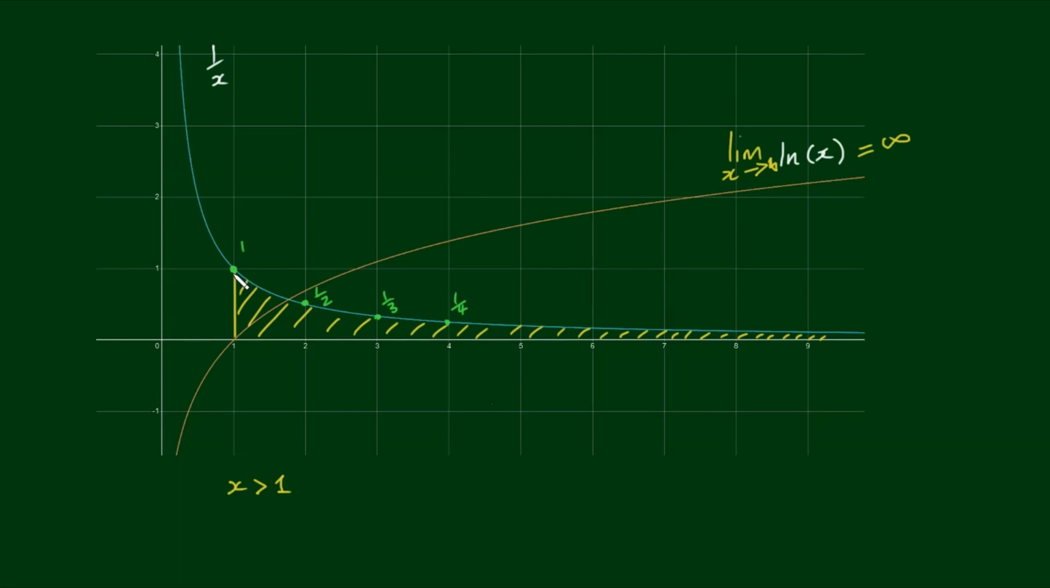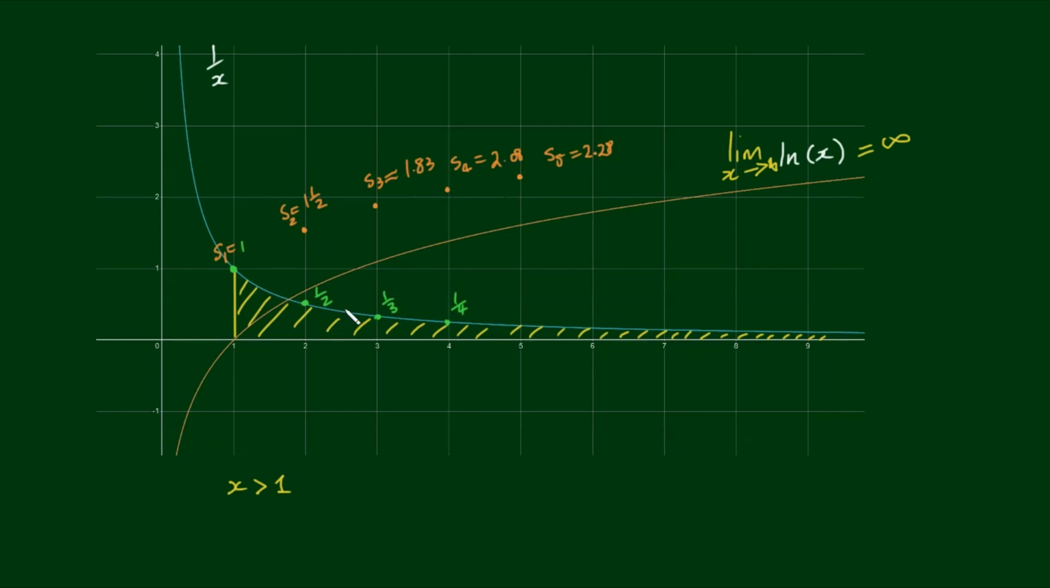If we take the partial sums at each integer value of x, so we have S1 equals 1, at 2 we have S2 equals 1.5. S3 approximately equals 1.83. S4 is approximately equal to 2.08. And the fifth partial sum, S5, equals about 2.28.